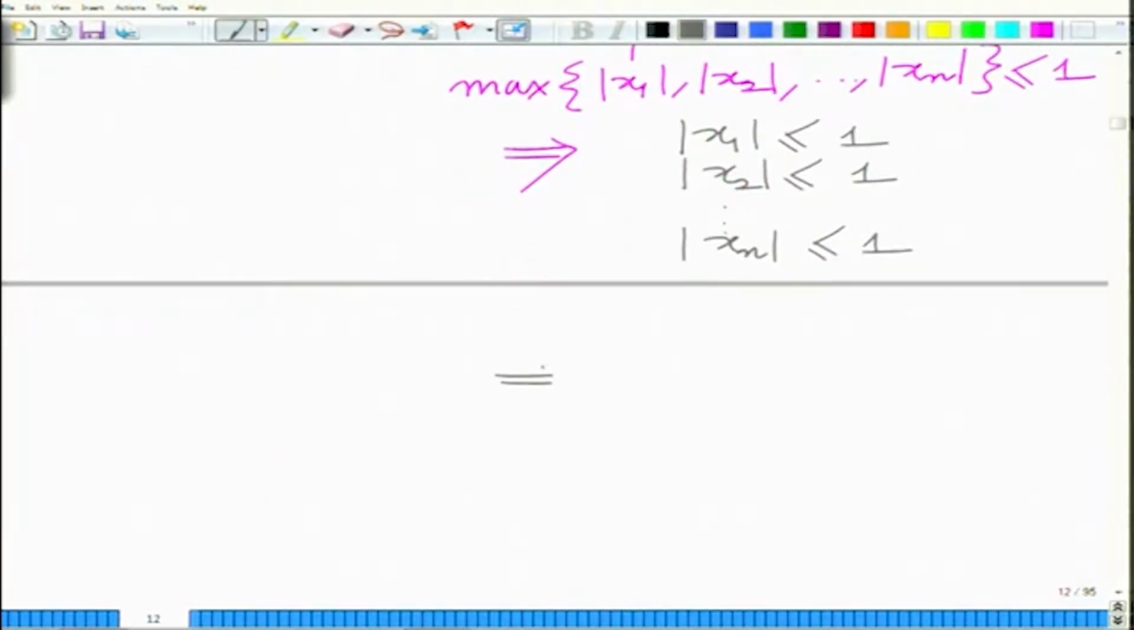which implies that minus 1 less than or equal to x1 less than or equal to 1, minus 1 less than or equal to x2 less than or equal to 1, and so on and so forth, minus 1 less than or equal to xn less than or equal to 1.